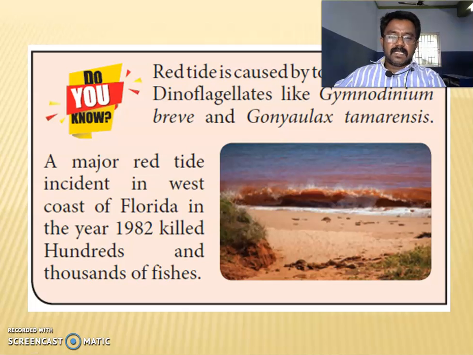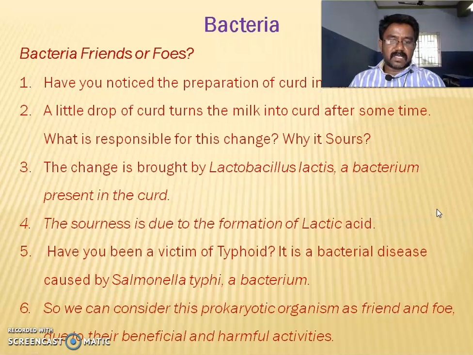Red tide is caused by toxic bloom of dinoflagellates like Gymnodinium breve and Gonyaulax tamarensis. A major red tide incident on the west coast of Florida in the year 1982 killed hundreds and thousands of fishes.